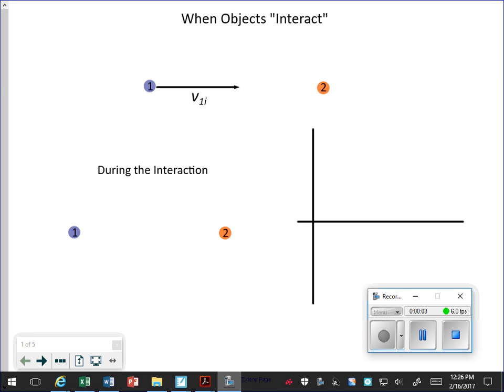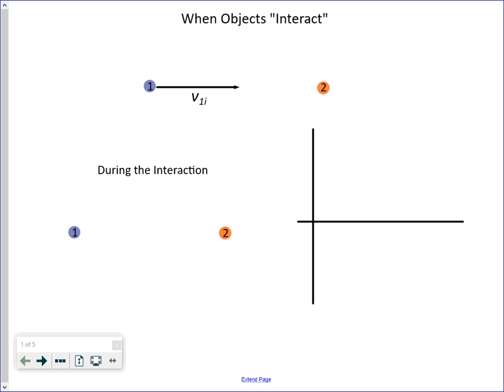Let's talk about multiple object systems, and in particular, what happens when parts of that system, quote, interact with each other. Here's an object I'm labeling object 1, and it has an initial velocity indicated by that vector v1 initial. And it's moving right toward a stationary object 2 that you see there. So during this interaction, well, what do we really mean by interaction? I guess we're saying here when they physically bump into each other, if they actually physically touch each other. They might not do that.